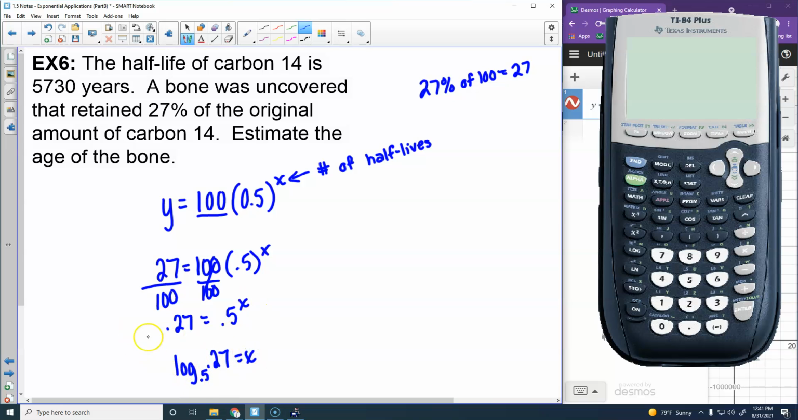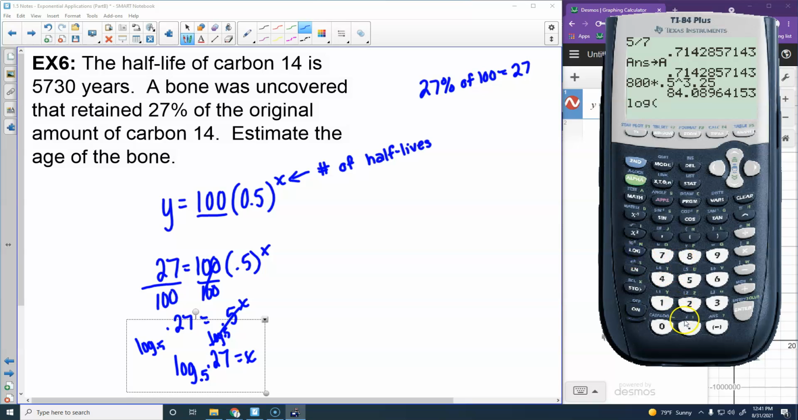So you can think of it rewriting, or you're just doing log base 0.5 here because log base 0.5 and the 0.5 will cancel out. And so to type this in, we just have to do log of 0.27 divided by log of 0.5. And we get 1.8889. Keep this number in your calculator because this is our answer.